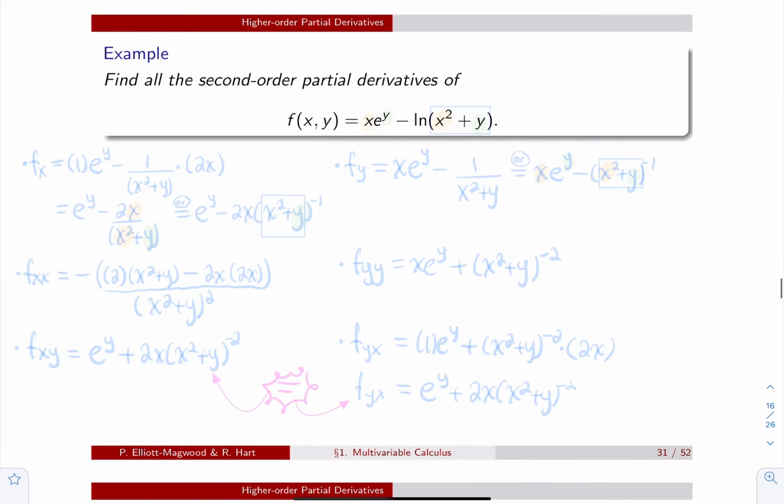All right, next example, classic question. Find all the second order partial derivatives of f equal to xe to the power of y minus ln of x squared plus y. So this question starts with the first order partial derivatives, of course. So here, let's compute first f of x.